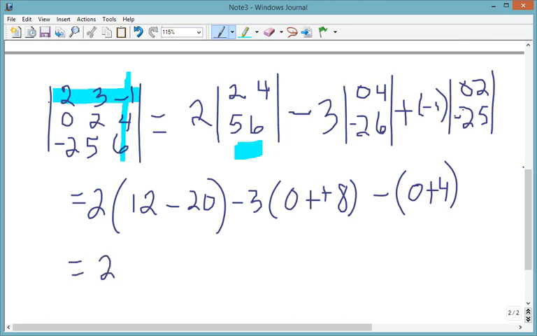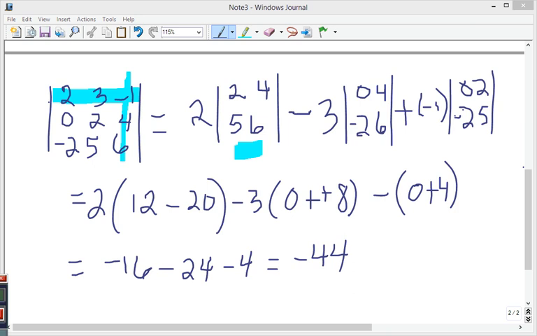All right, so let's see what we have. 2 times, so 12 minus 20 is -8. And so I have 2 times -8 is -16. I have 3 times 8, so that would be minus 24, minus 4. So that's 30, 44. So -44. That's the determinant for this matrix.